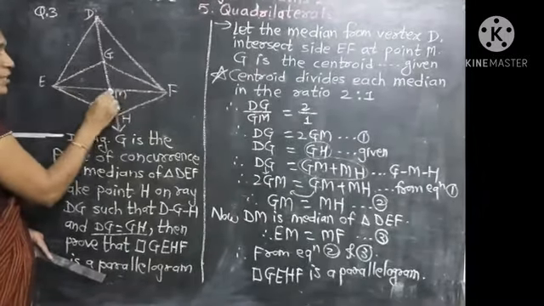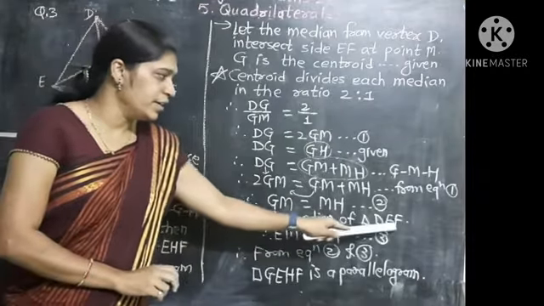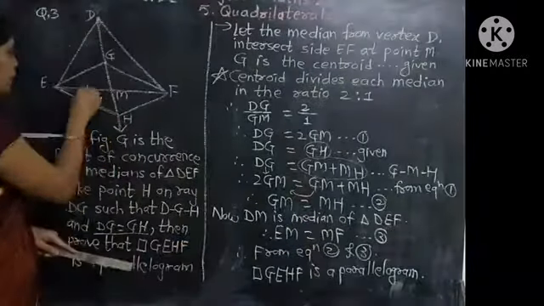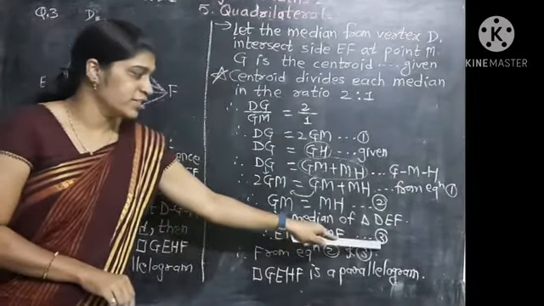So EM is equal to MF. DM is the median of triangle DEF. Therefore EM is equal to MF. Okay, this is, let's say, equation 3.